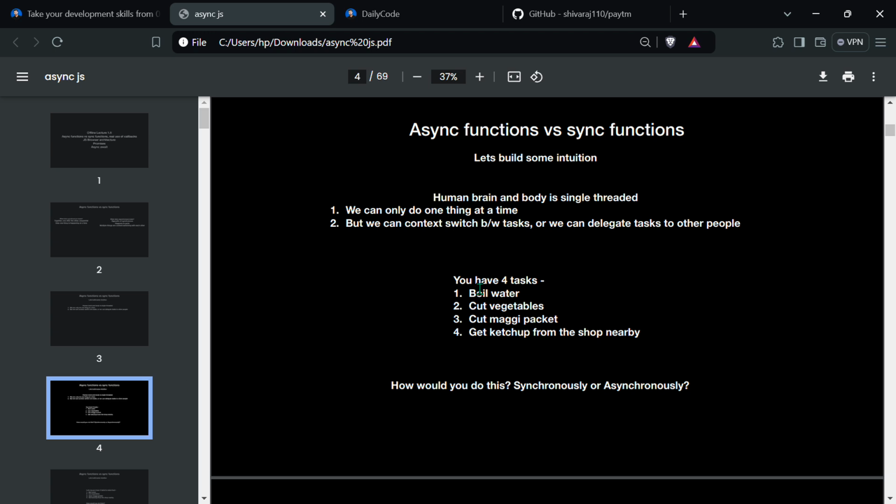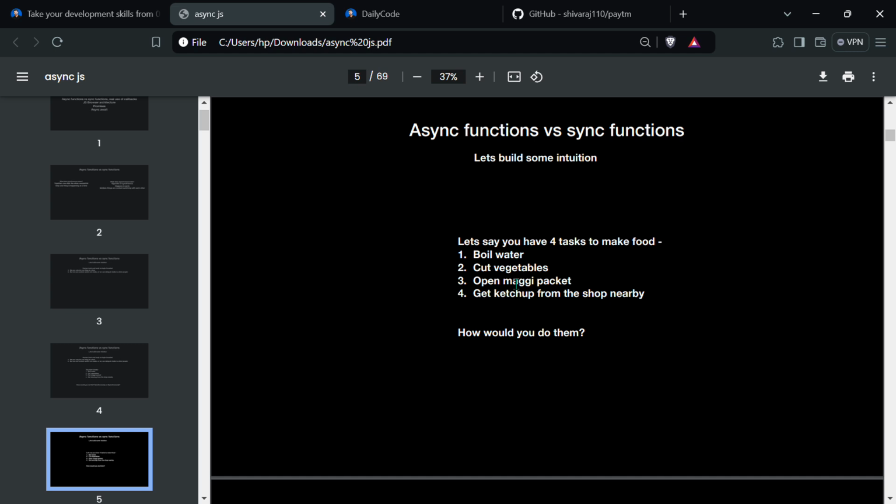Let's understand this concept with an example of preparing Maggie. You have four tasks in order to prepare the Maggie. First, you have to boil the water, cut the vegetables, cut the Maggie packet and prepare the Maggie, and get the ketchup from the shop, assuming you don't have ketchup at home. How would you do this synchronously and asynchronously?